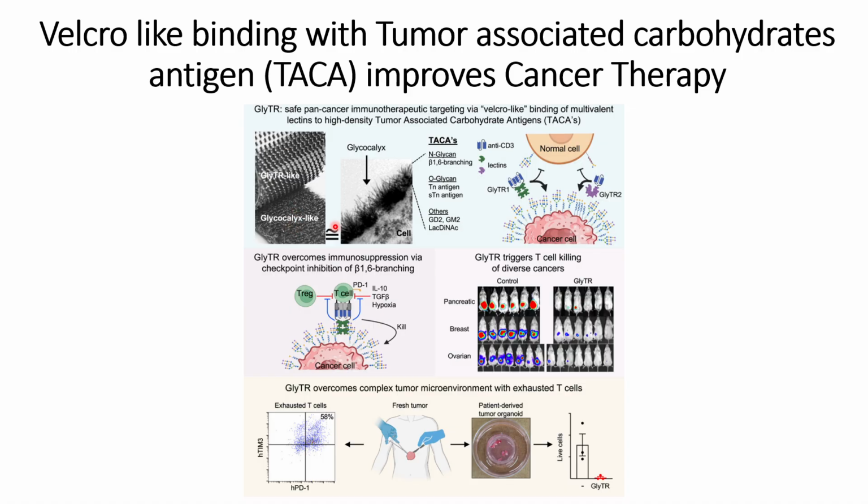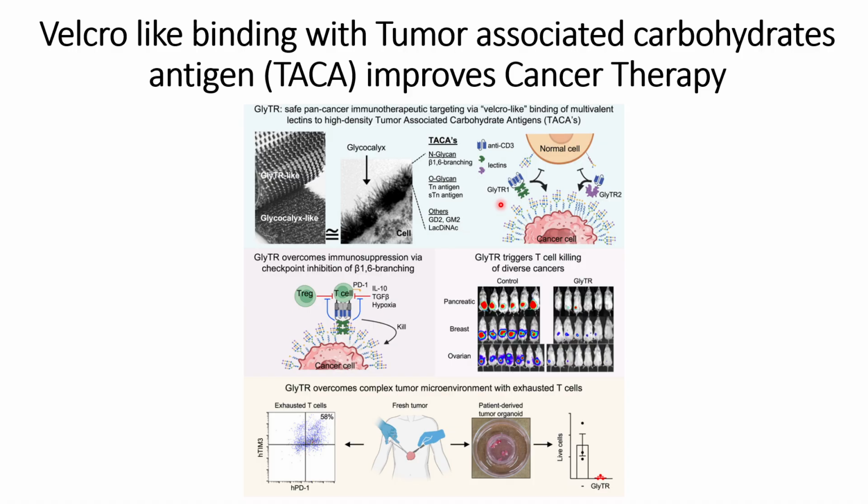And this is just an analogy for the actual glycocalyx, which has this N-glycan beta-1,6 branching on the top, and then this O-glycan which has this Tn and STn which are overexpressed on the cancer cells, and there are other glycan structures also, GD2, GM2 like DNAC.